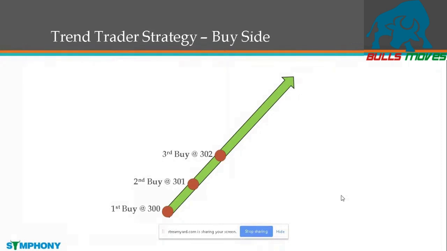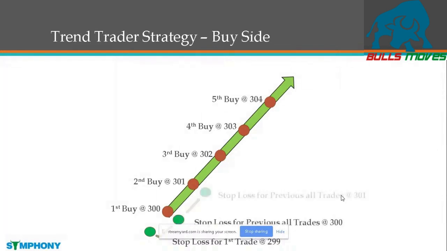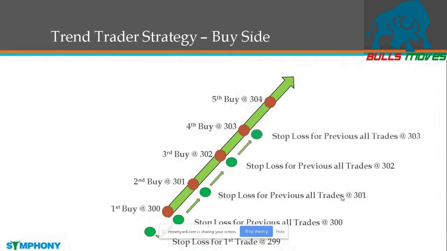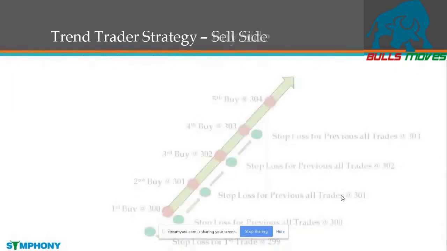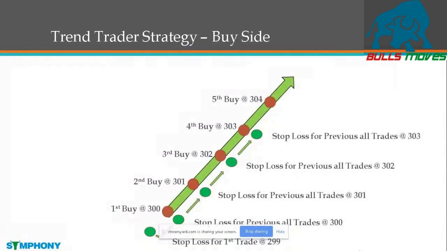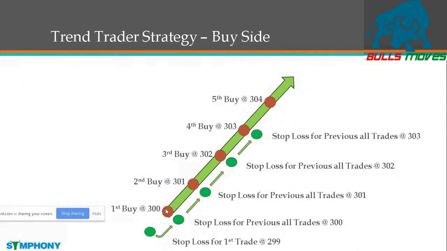So for example, 300 rupees will be your first buy, 301 will be your second buy, 302 will be your third buy, 303 will be your fourth buy, and so on. In this strategy, the system won't place any target orders. It will execute only the stop loss order. So for example, let's say you first buy at 300 rupees. The system will keep your stop loss at 299 rupees. So every 1 rupee downside, it will be a stop loss.